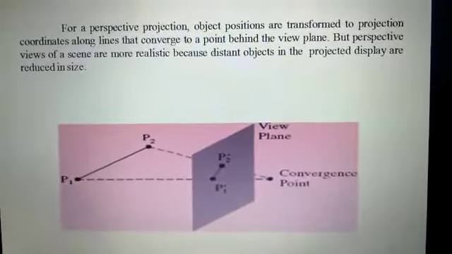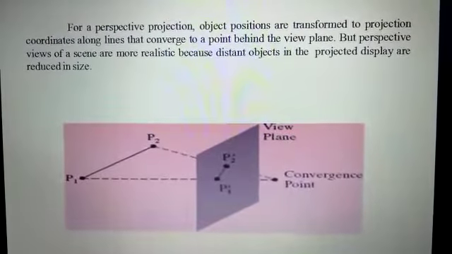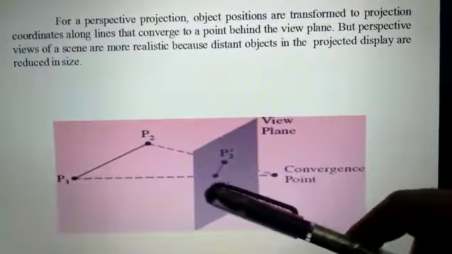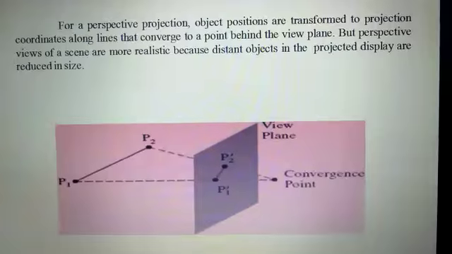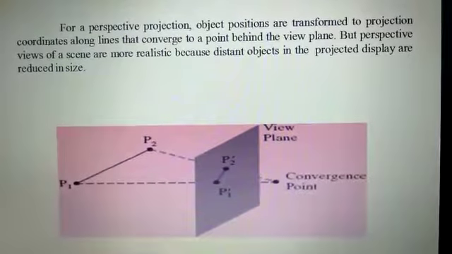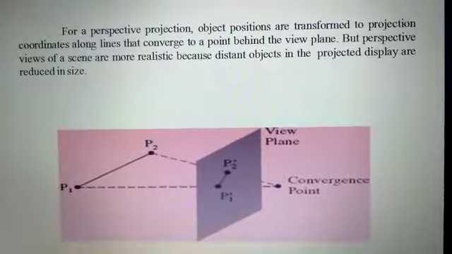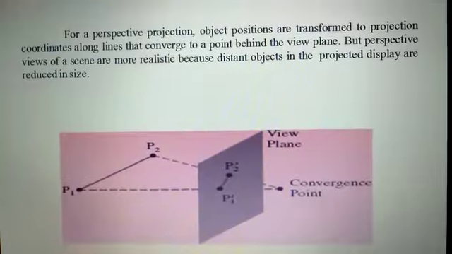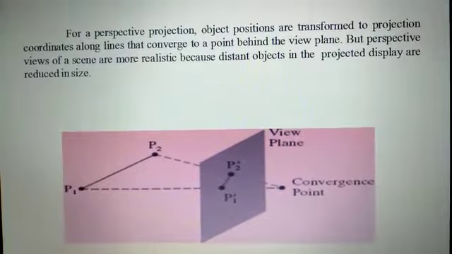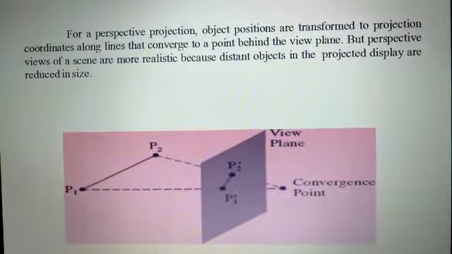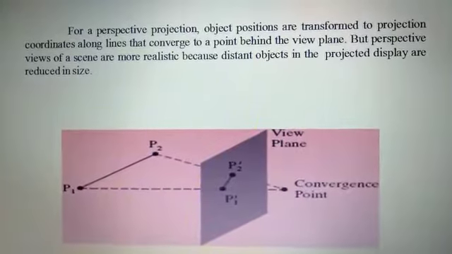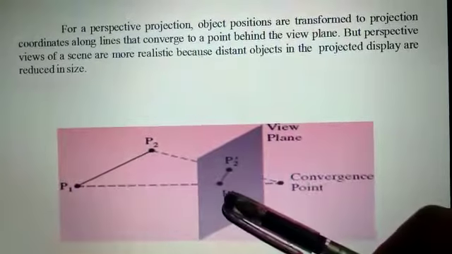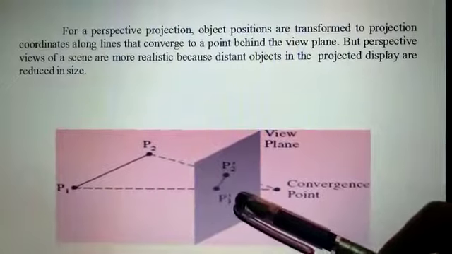Unlike parallel projections, a perspective projection does not preserve relative proportions of objects. As you can see in the diagrammatic representation, for a perspective projection, object positions are transformed to projection coordinates along lines that converge to a point behind the view plane. But perspective views of a scene are more realistic because distant objects in the projected displays are reduced in size. As you can see, the distance between P1 and P2 has been reduced to P1 dash and P2 dash in the view plane.